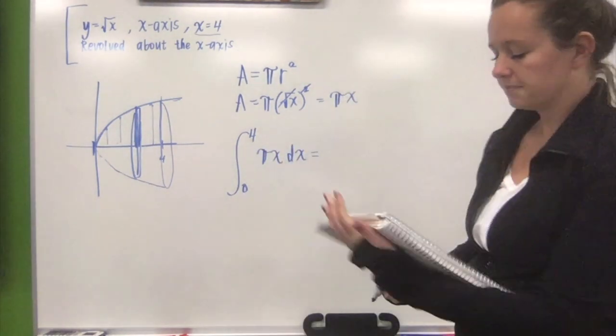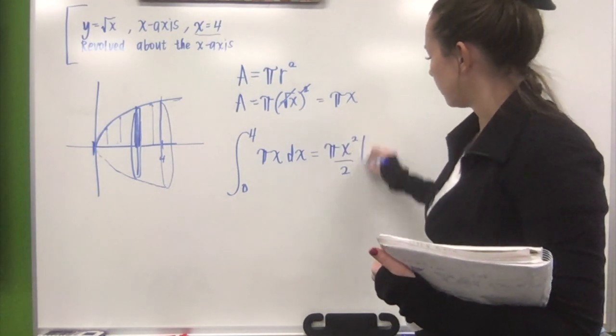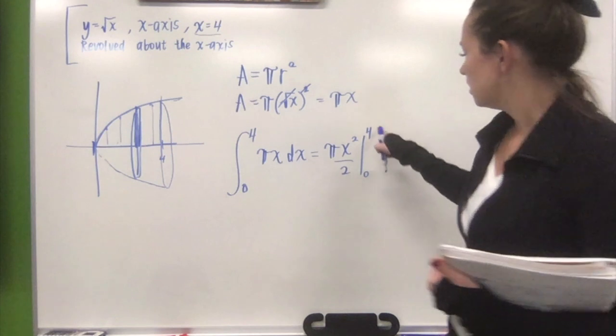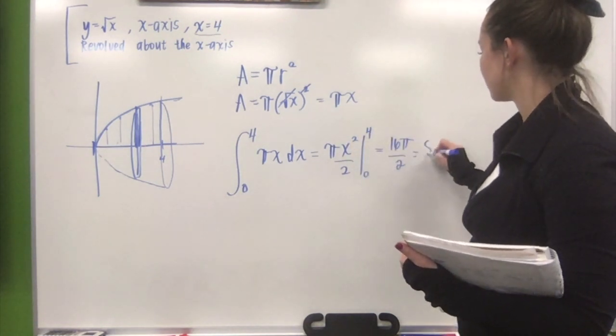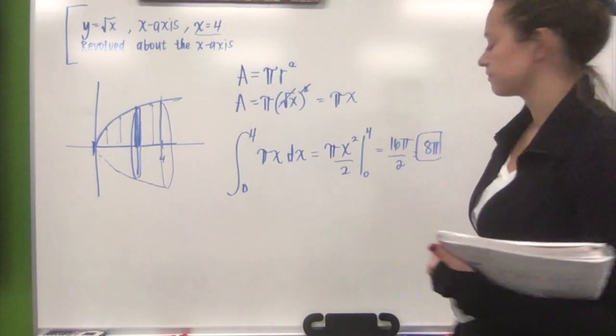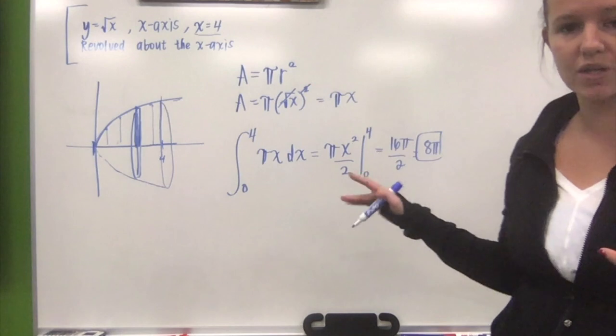You can do this by hand. Take a pi out front if you'd like, and then x squared over 2 is the integral. Evaluate it from 0 to 4. Plug 4 in. 4 squared is 16, pi over 2, which simplifies to 8 pi. So that's pretty easy, pretty straightforward. This is what we did in class today. So I hope you're used to it. This looks familiar.